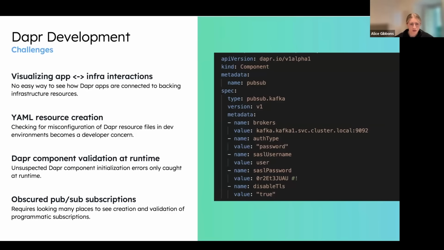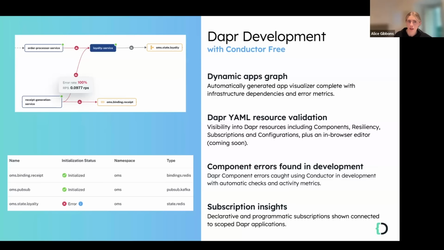So, how does Conductor Free help with this? We have a dynamic application graph that's built directly within that product. You can think of this as a new dashboard to view your applications and your infrastructure components together. It also gives you the ability to see metrics right on there, right? So you can see RPS and error rate, as well as your components and how they're connecting to each other, as well as to the infrastructure.